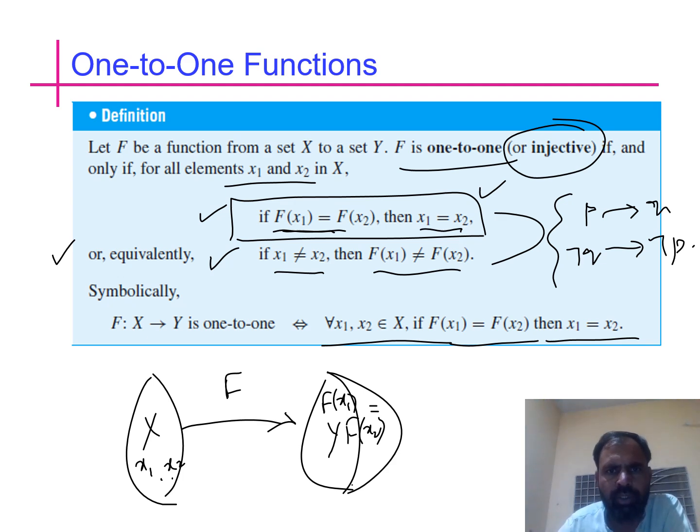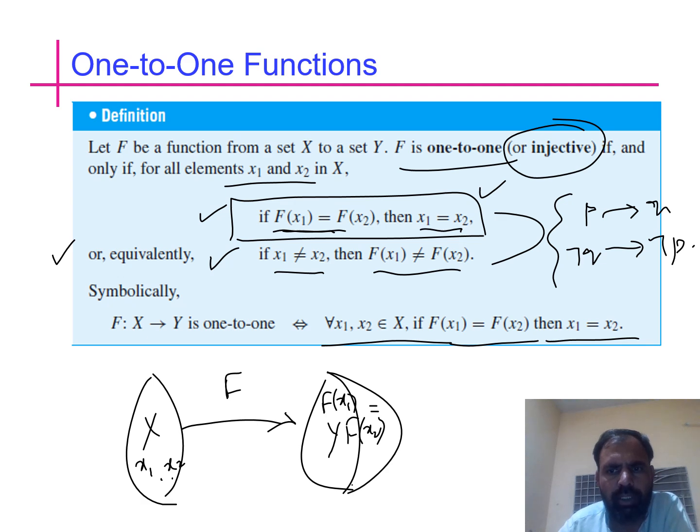let f be a function from a set X to a set Y. Then f is one-to-one, or injective, if and only if for all elements x1 and x2 in X, if f of x1 is equal to f of x2, then x1 is equal to x2. Or equivalently, if x1 is not equal to x2, then f of x1 is not equal to f of x2. P implies Q, negation of Q implies negation of P. Logically, you can say that.